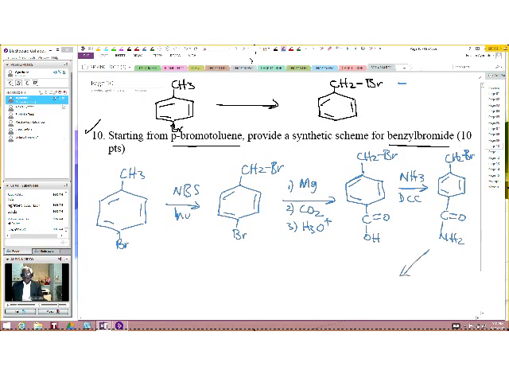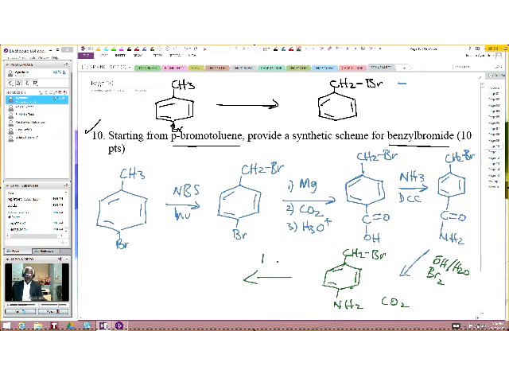Now you want to do your Hofmann rearrangement. Hydroxide in the presence of bromine. And now that will give you the amino group attached to benzene. Of course, when you do that, you also lose carbon dioxide here. Now, what do you do at this point?